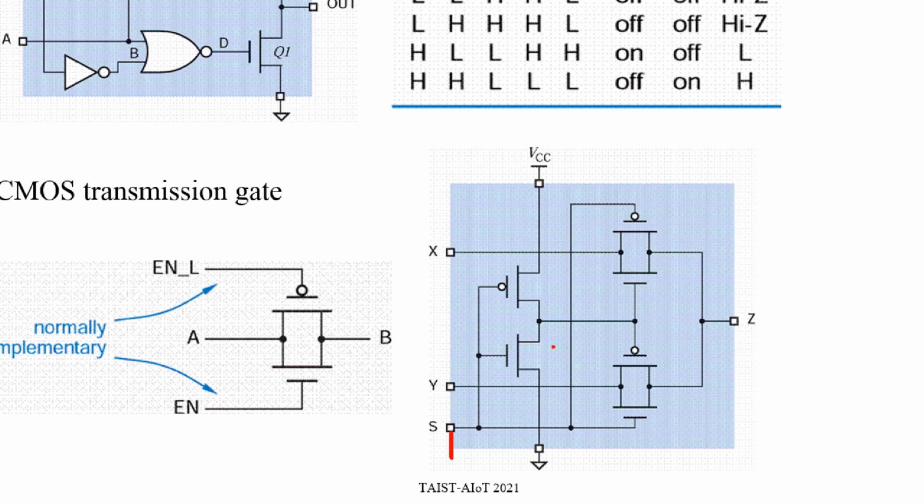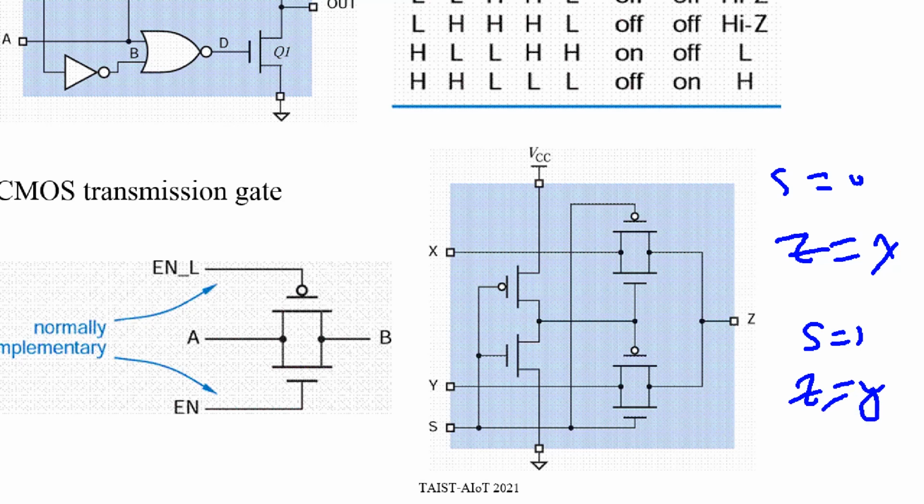But for S is 1, this point becomes 0. 1 here, 1 here, and this one is off, on. So output Z connects to Y. So for this example, when S is 0, output Z becomes X. When S is 1, output Z becomes Y. Actually, this circuit is a multiplexer, or mux.